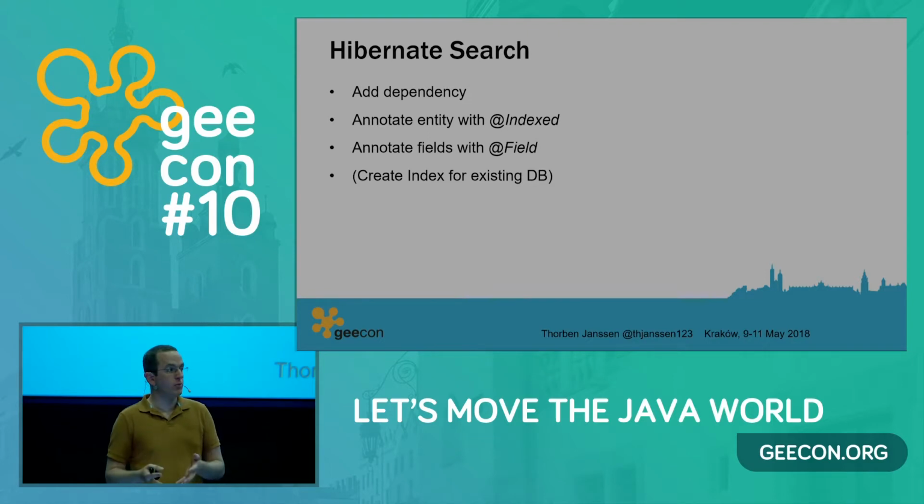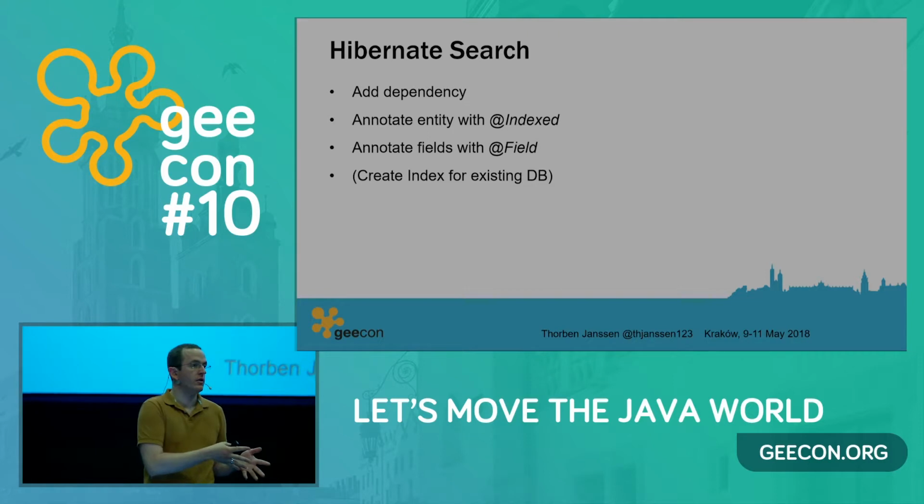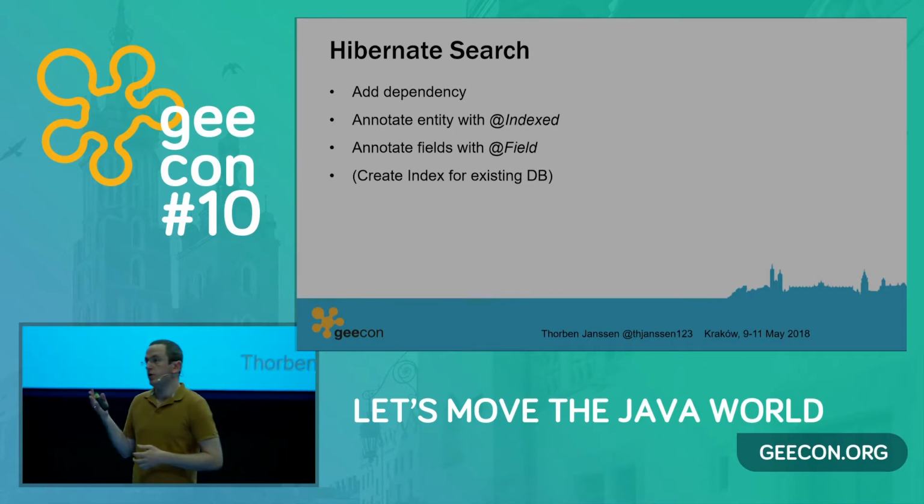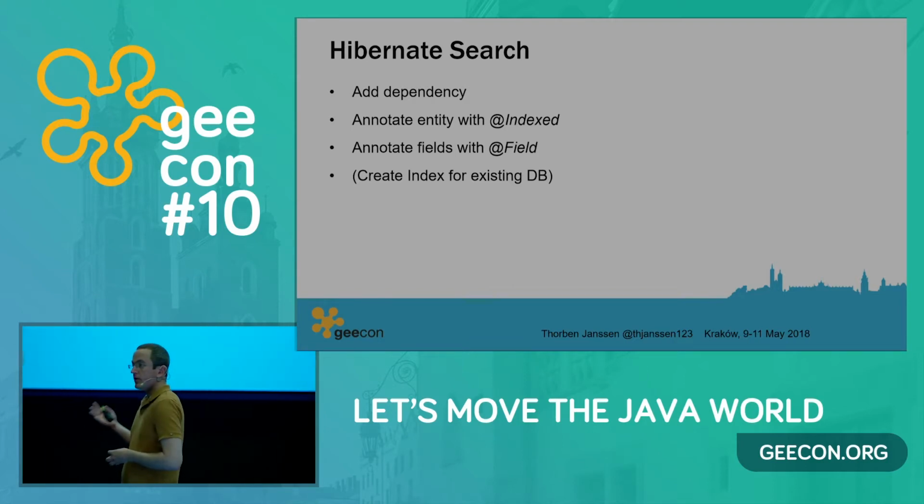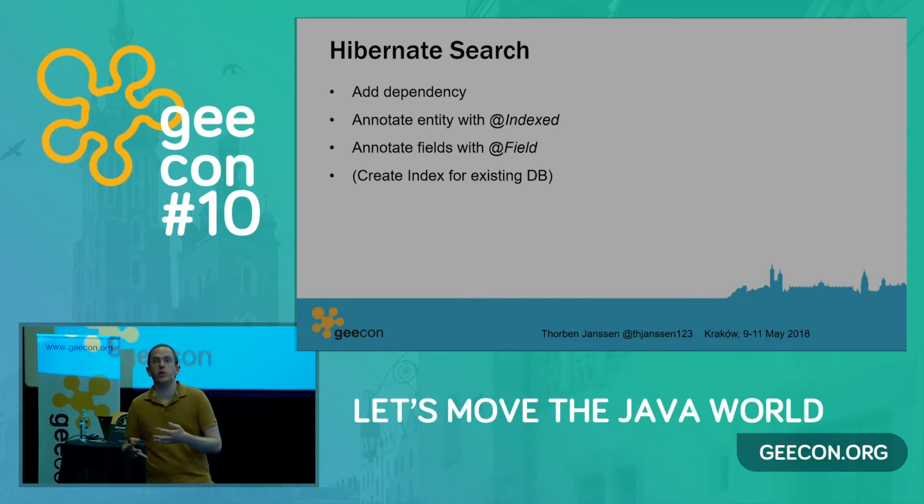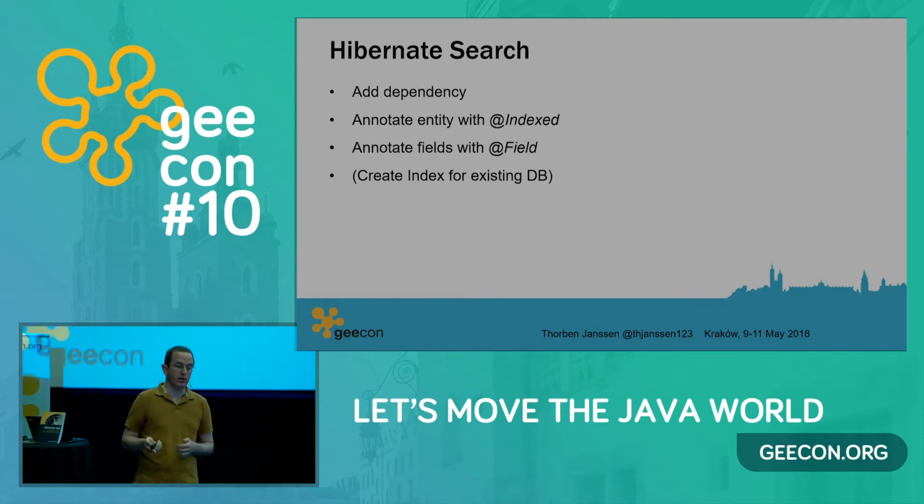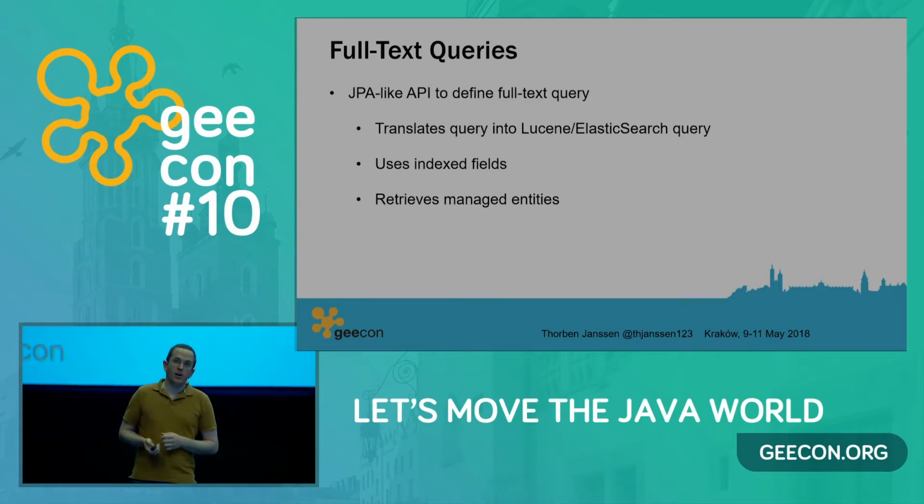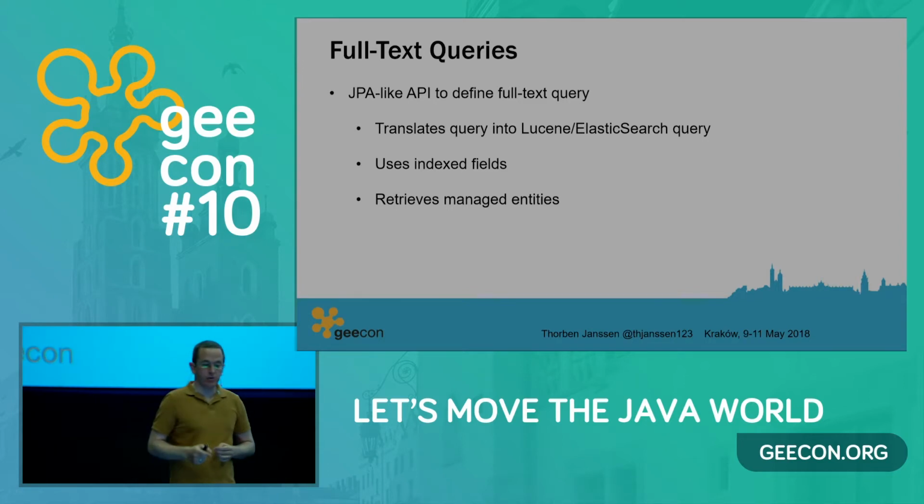Because you can only perform a full-text search on attributes that you added to the index. If you decide later on that you want to support additional fields of your entities in the full-text search, then you can do that, but you need to rebuild your index, which creates additional effort and takes some time. Okay, and after you've done that, you can use a JPA-like API to define a full-text query. We will take a look at that very soon.